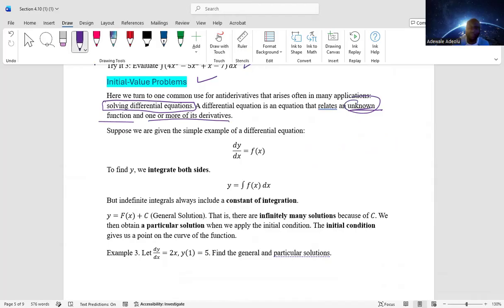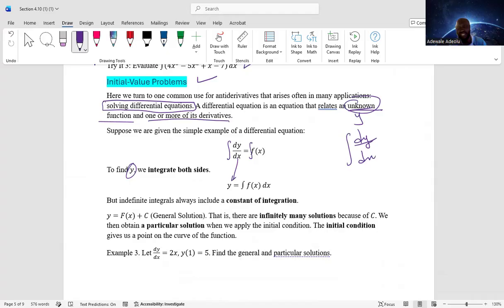All right. So to find that function y, we need to integrate both sides. Remember, if I have dy dx and I want to go back, that means I have y, right? And to go back, I need to introduce the integral sign. That is to find the antiderivative. And I need to do it on both sides. So if I do that, then this will automatically go back to y.